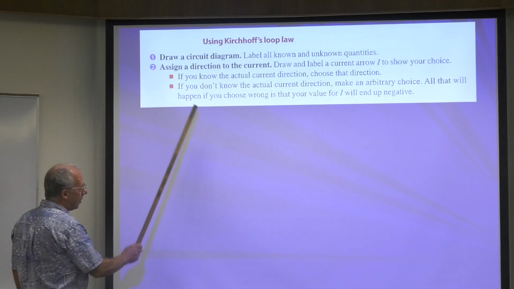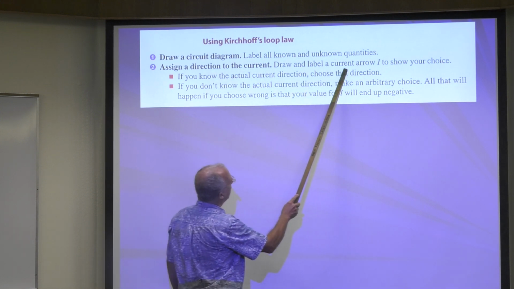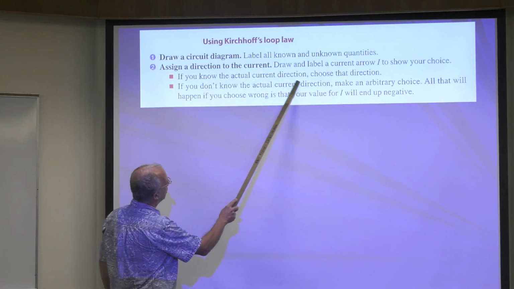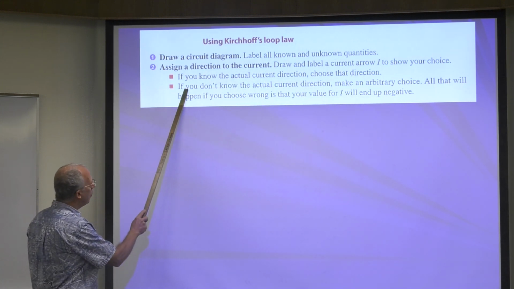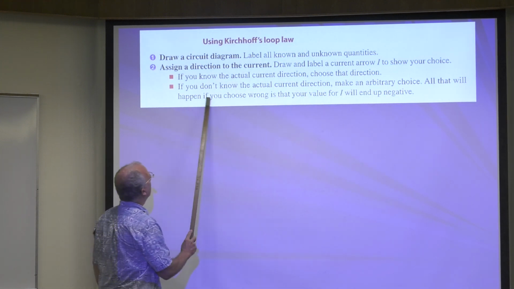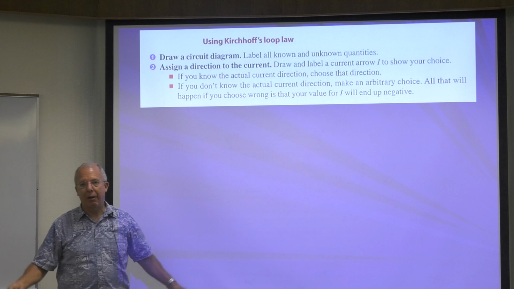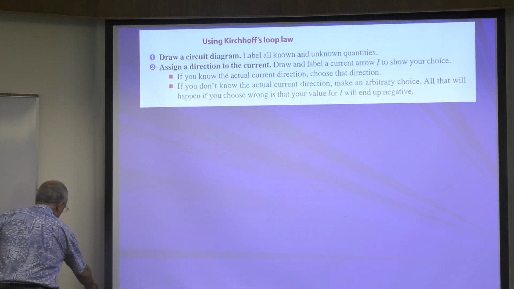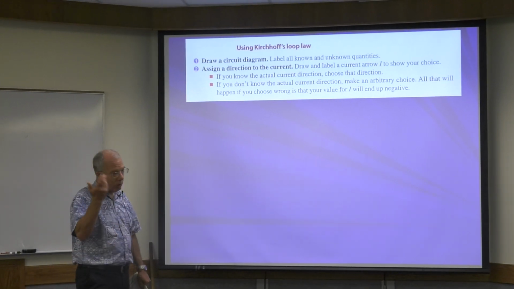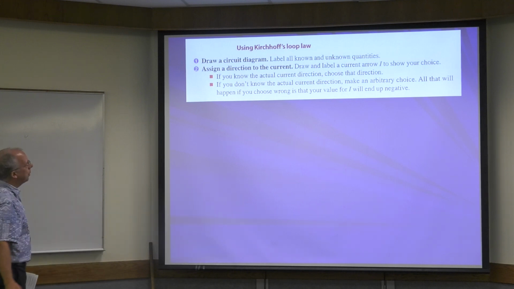2, this is a really interesting one. Assign a direction to the current. Draw and label a current arrow I to show your choice. Now, here's what's cool about this. If you know the actual current direction, choose that direction. If you don't know the actual current direction, make an arbitrary choice. All that will happen if you choose wrong is that your value of I will end up negative. Okay? So that's the important thing. Just choose a direction of I. Don't worry about it. If it shows the wrong direction, it's going to be negative. So what? I mean, what we really care about is the magnitude. Okay, that's the first part.